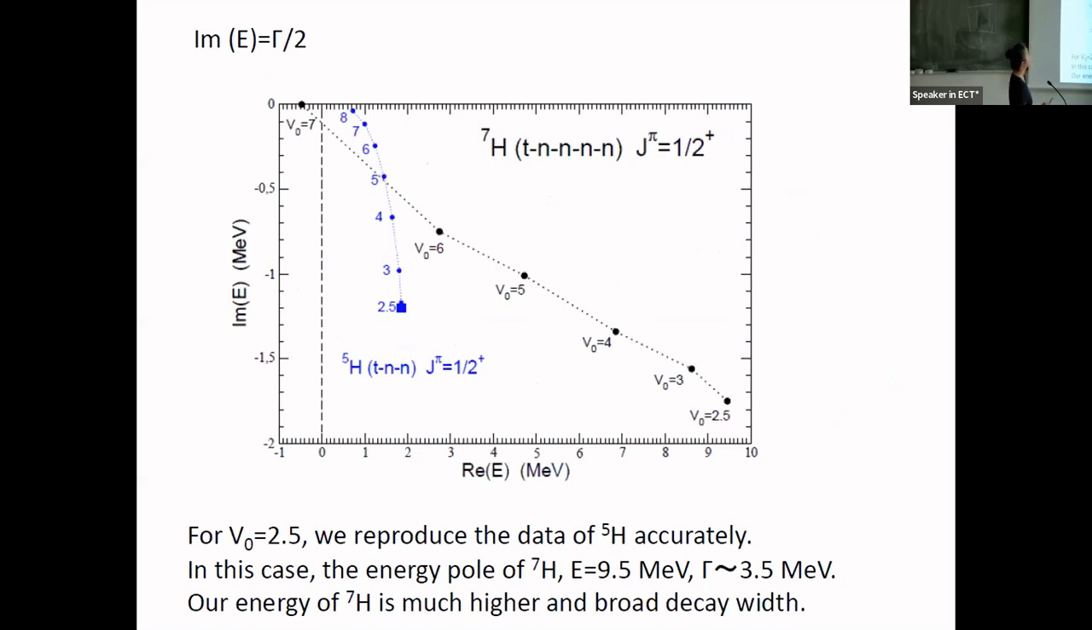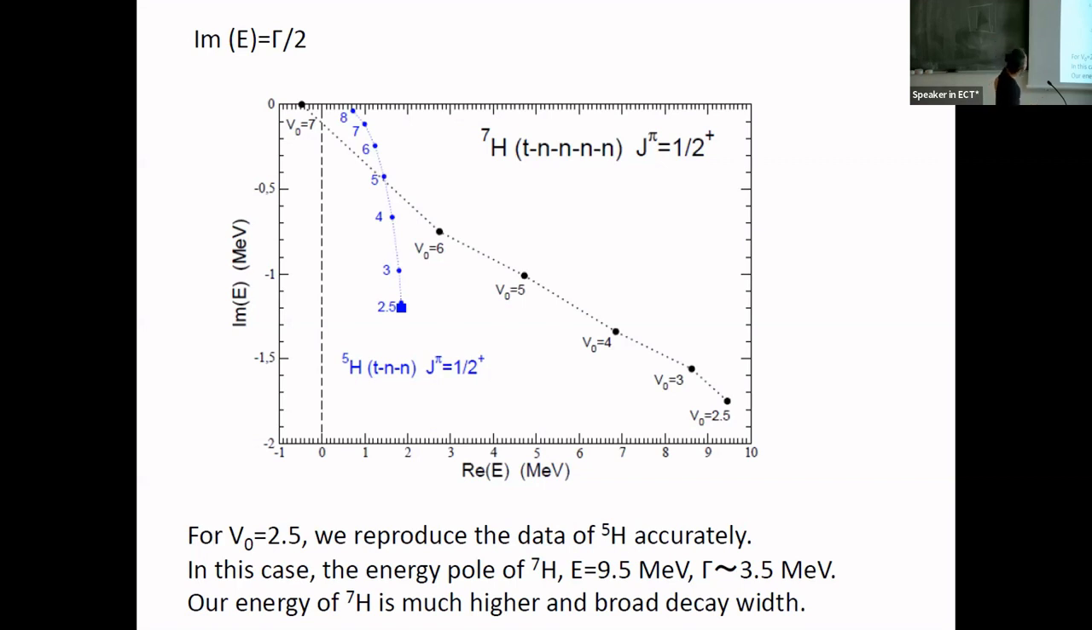So this is a summary of the energy trajectory of hydrogen 7 together with hydrogen 5. This is the hydrogen 5 case, and I take B3 as 8 femtometer, then this is V0, and in this case our result is in good agreement with the experimental data. If we have a larger value, then hydrogen 5 gets close to a bound state, and if we have 8 MeV, then we can have a bound state.